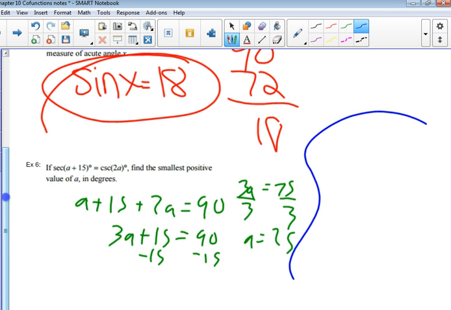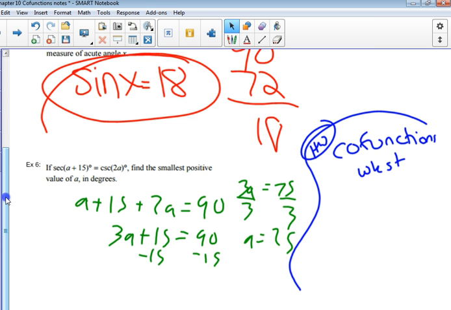Alright guys, so listen, real quick, your homework. You should all have a worksheet on your desk for your homework, right? Cofunctions worksheet. That's your homework tonight. Told you guys this is pretty easy today. This is it. There's no crazy tricks going on here.